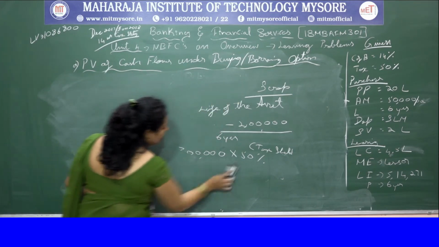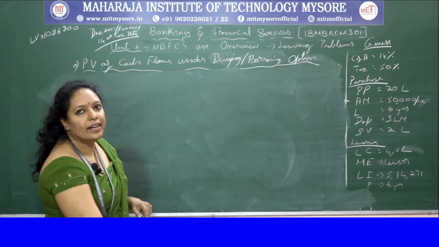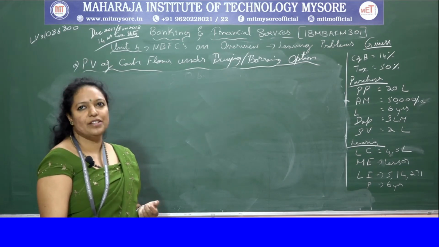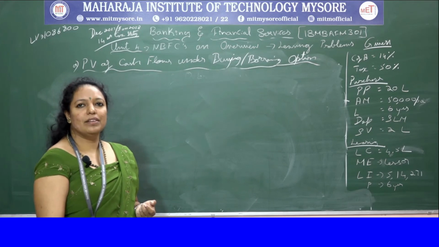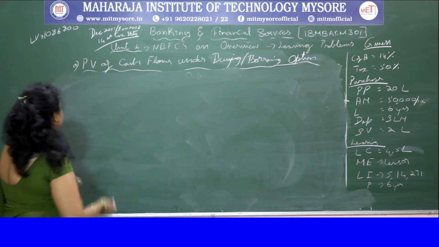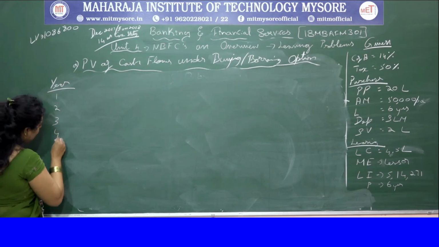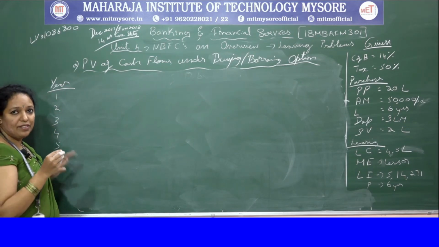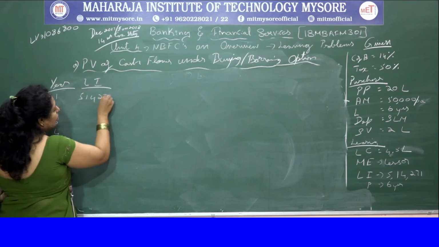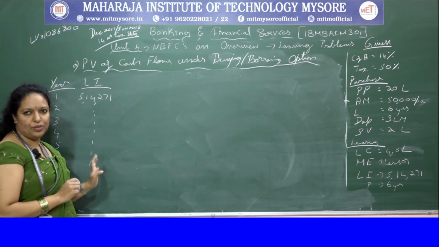Let's go to the main table. Here again it is quite simple. It is same as the previous one. No changes are there, but the only change is that with straight line method the depreciation remains constant. So I will write here: year 1, 2, 3, 4, 5, 6. So 6 years they have given. Then you have the loan installment, which is 5,14,271. It is common for all.